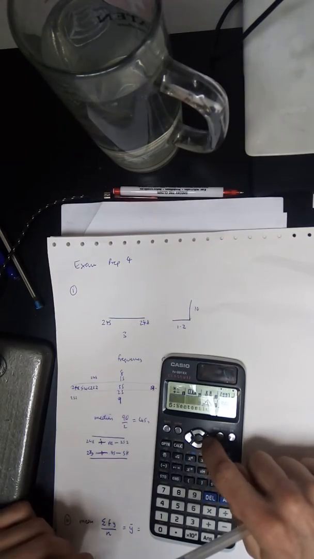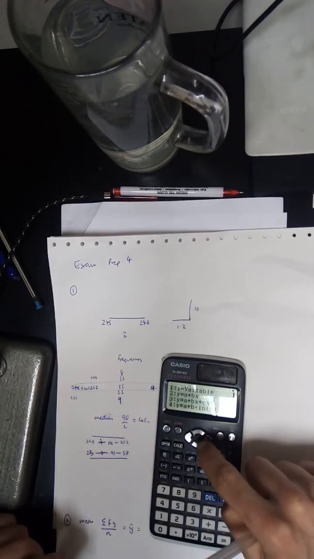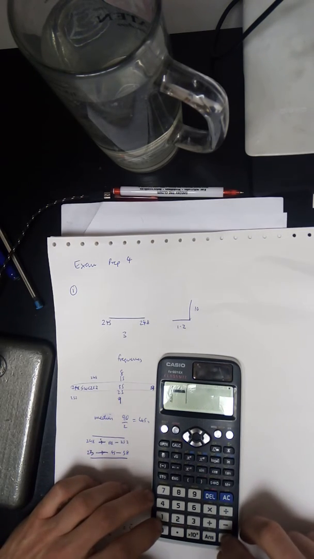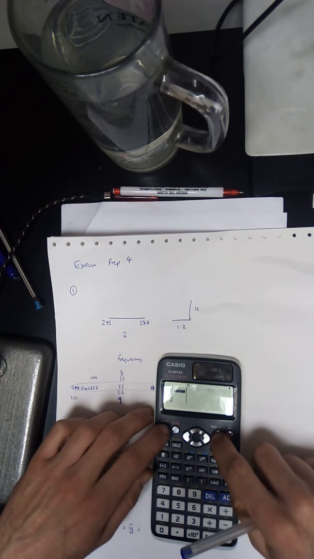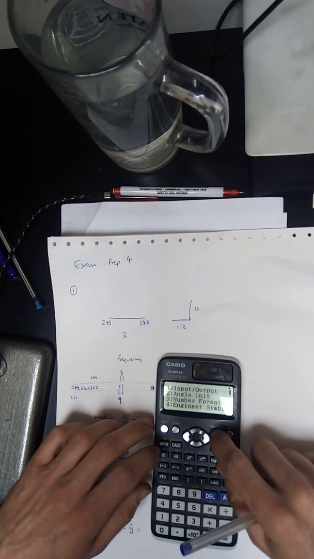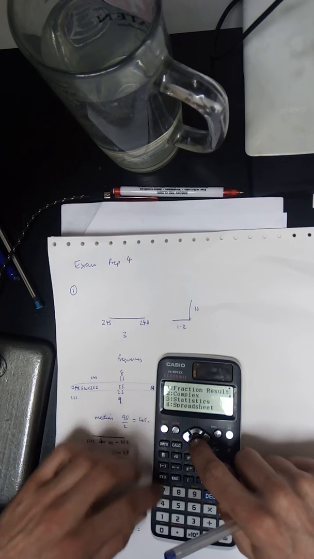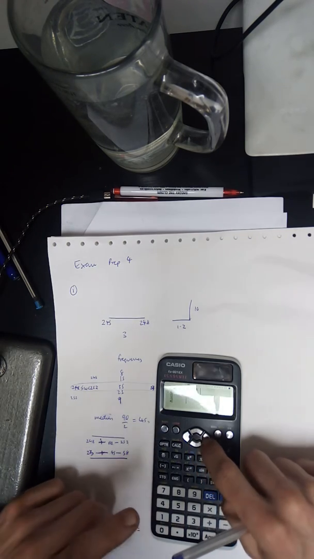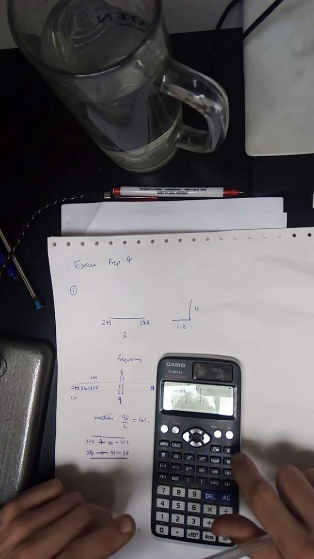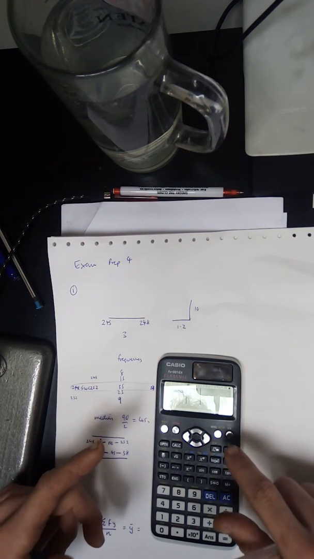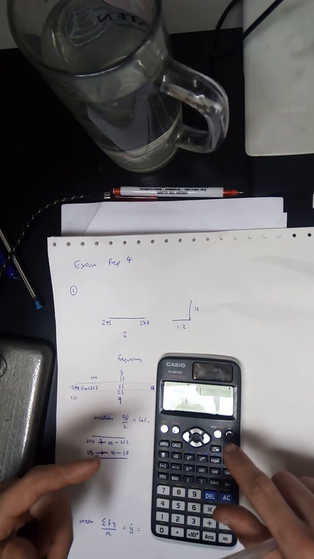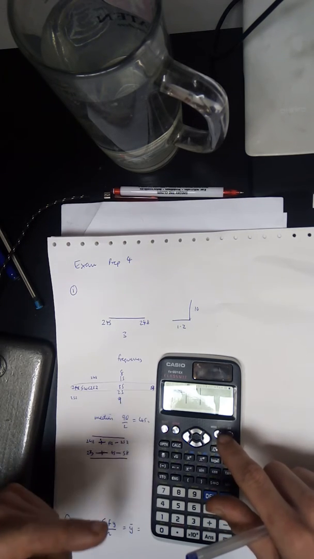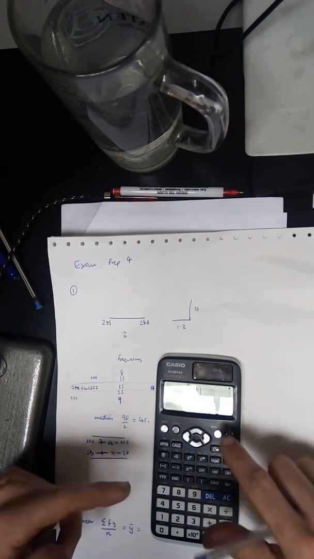Let's have a look. Statistics, 1 variable. So we need to go to setup, statistics, frequency on. There we go. So hopefully you saw that. I went to statistics, then 1 variable, and then menu or setup, and down to statistics, and then put frequency on.